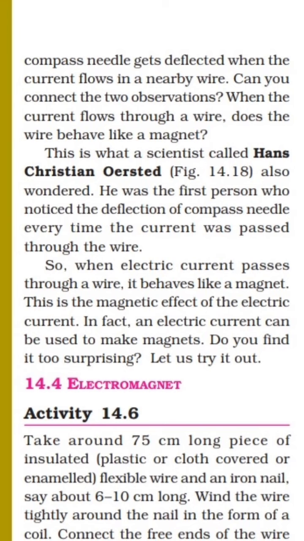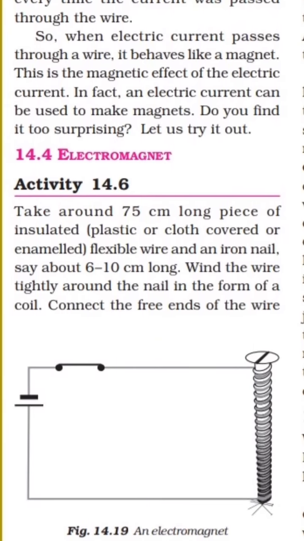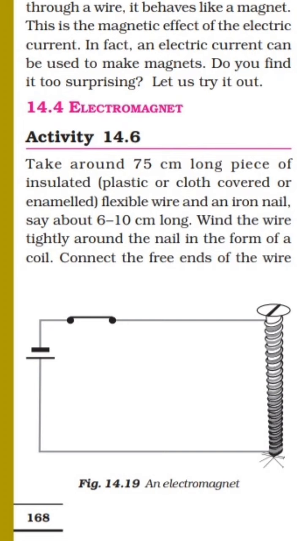In fact, an electric current can be used to make a magnet. Do you find it too surprising? Let us try it. Now, in our daily life, in commercial use also, magnets are prepared using electric current. Now we will see our next point, 14.4, electromagnet. From that you can understand this.